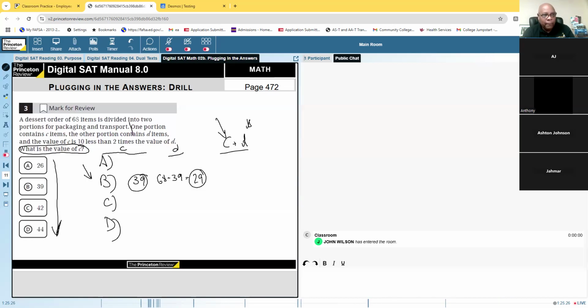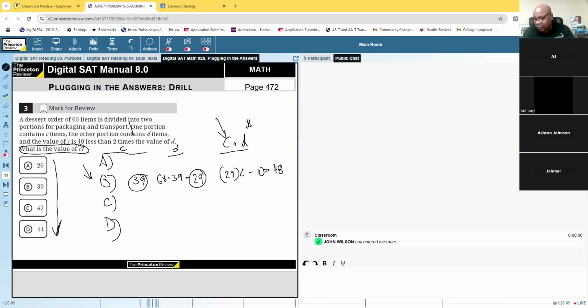Okay. Now, because that's the first condition, what's 10 less than 2 times D? Well, 2 times D is 58. 10 less than that gives us 48. Okay? So the question is, is 48 equal to C?